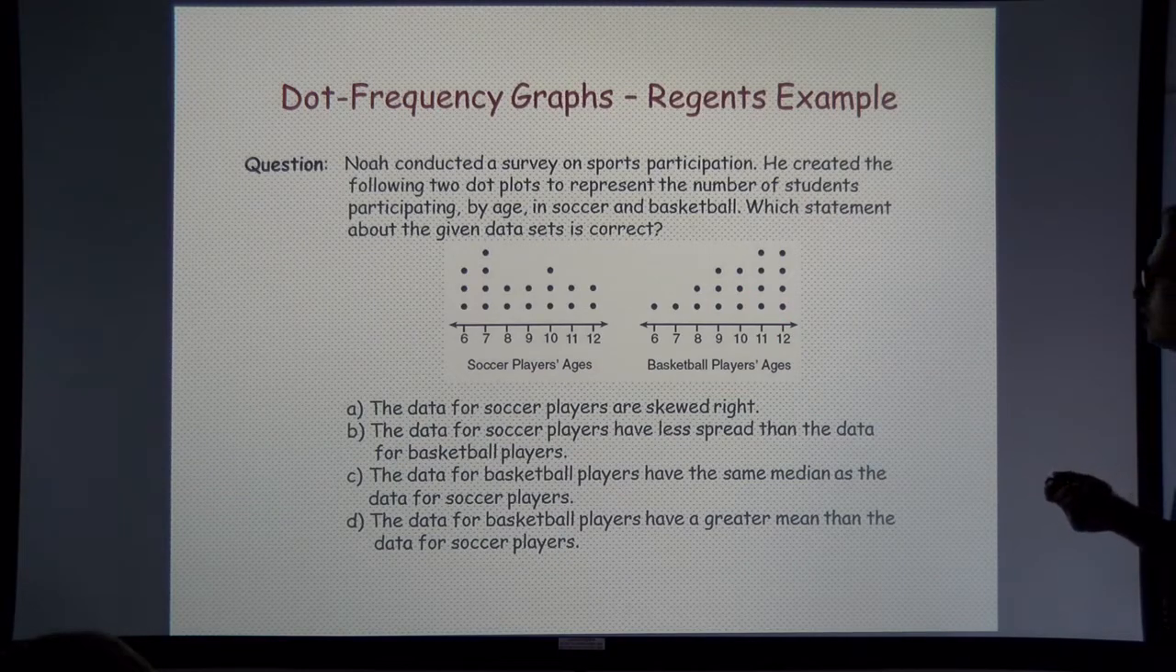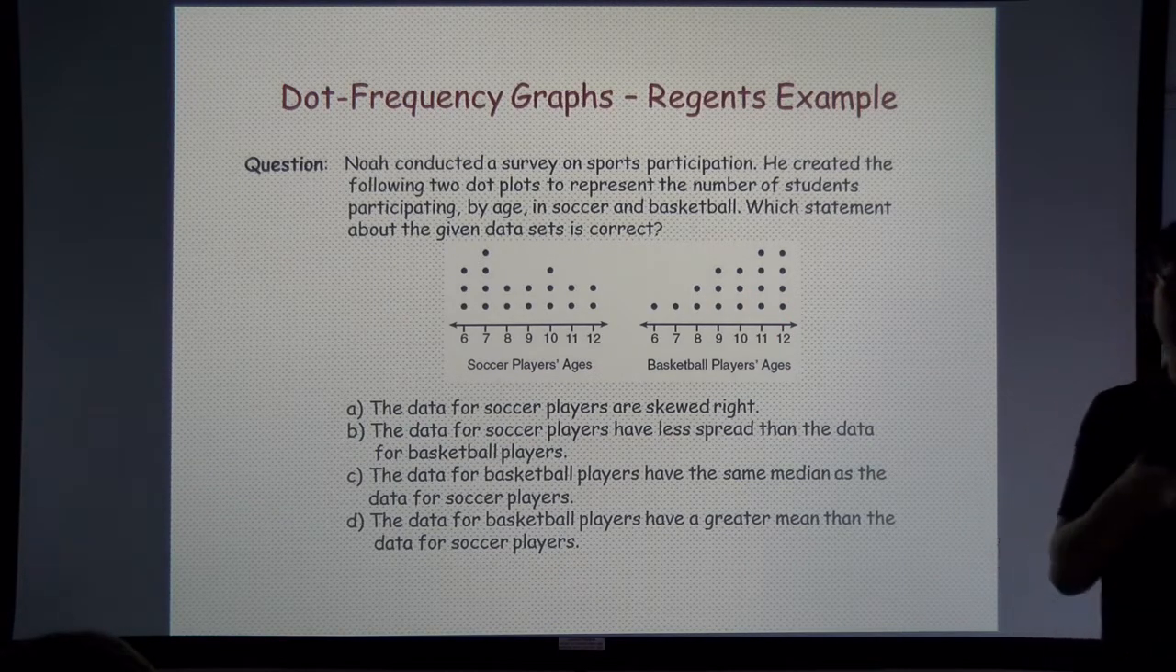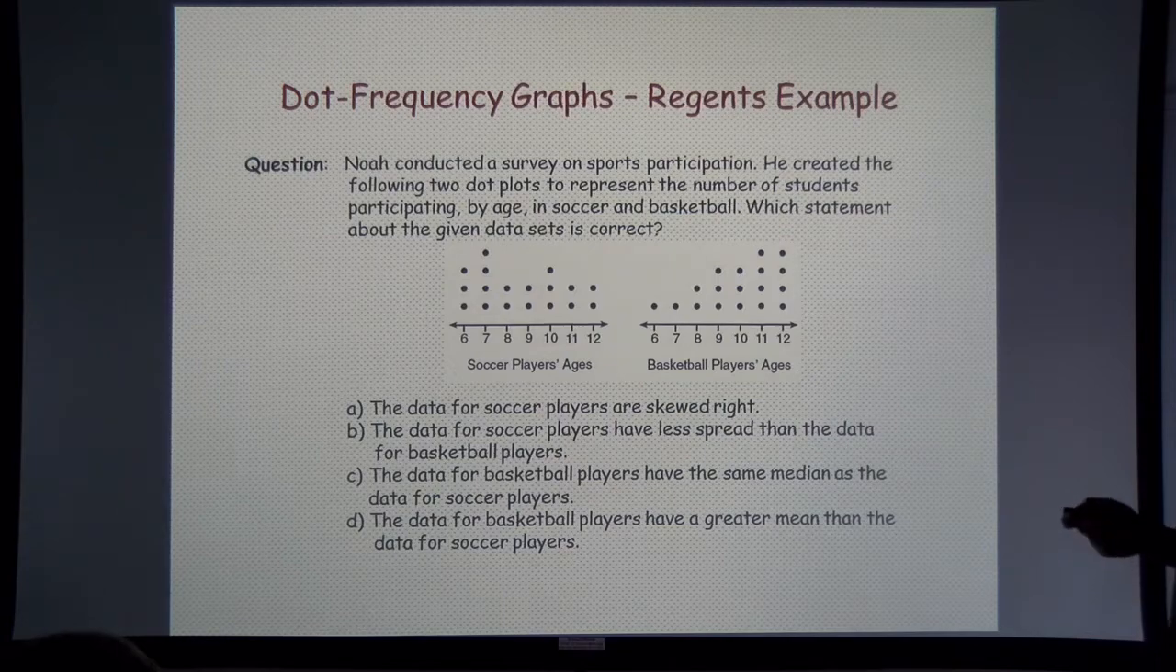Choice C says the data for basketball players have the same median as the data for soccer players. Now what is the median? We talked about it in session 2. Your middle number. So is your middle number for basketball players, which is 9, the same median as the middle number for your soccer players? So we know that's wrong.